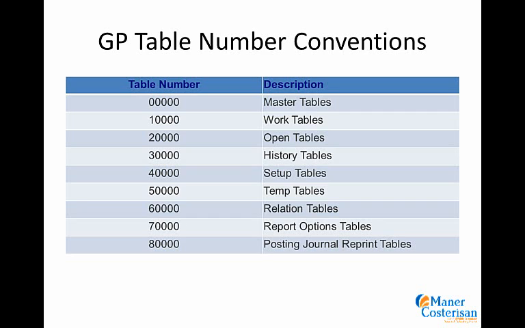Reporting options tables: I'm sure many of you know about reporting options. When you set up a report within Great Plains and you store that option, the option might be the date range that you may be using, or perhaps the range of the master record that you want to use to pull specific information out, or perhaps whether you want to pull from the open or historical tables. Those are the types of questions that are asked prior to producing the report, and when you save that information, it goes into the option table. The option tables are identified as 7,000 or 70,000 type tables. And then there are the reprint tables.